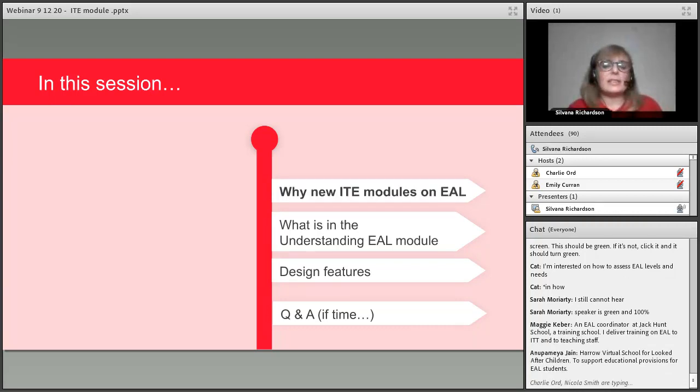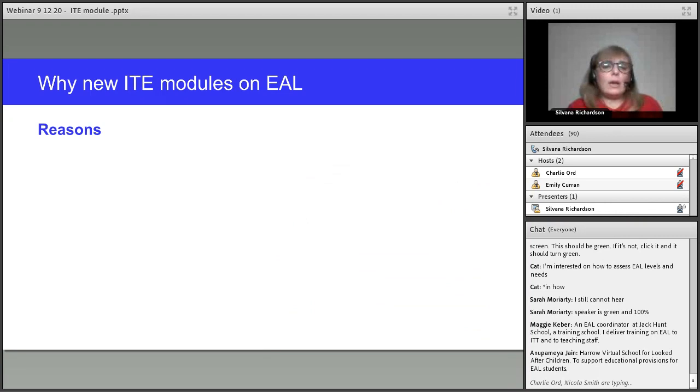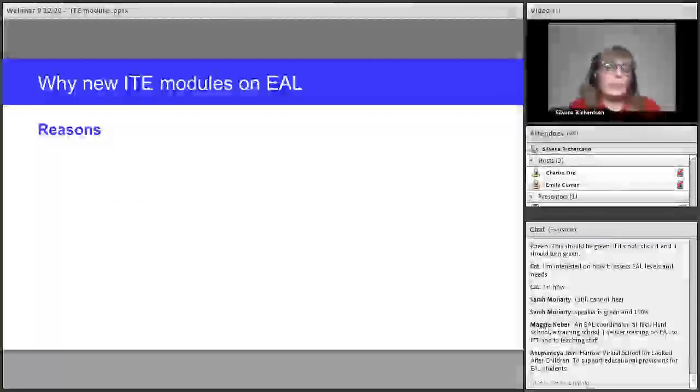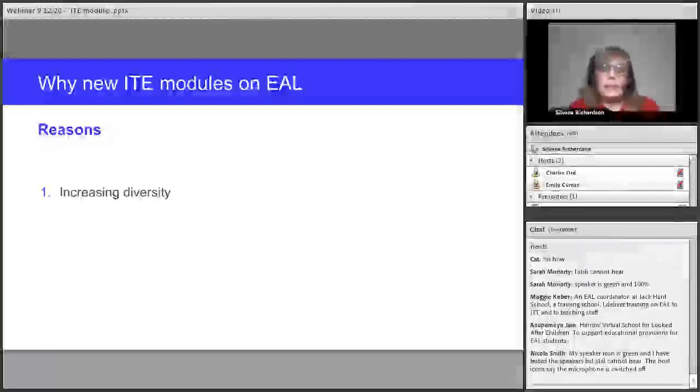So let's get started with the first point. Why new ITE modules on EAL? We have been thinking about this for a while at the Bell Foundation, mainly because of three reasons. So let me just first name the reasons and then I'll tell you a little bit about them.